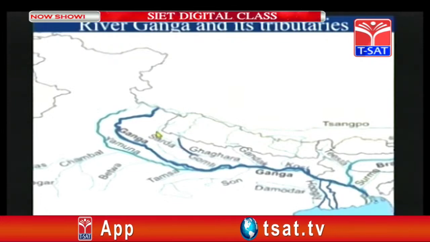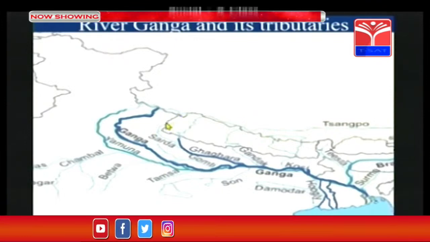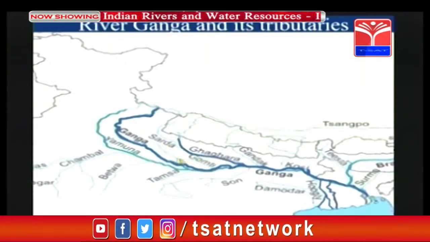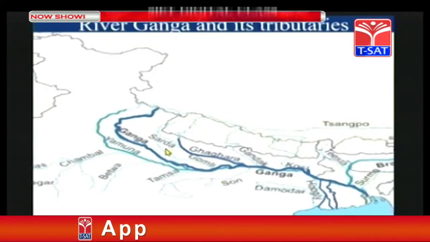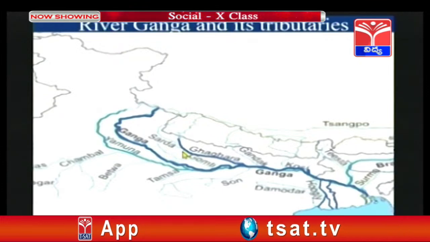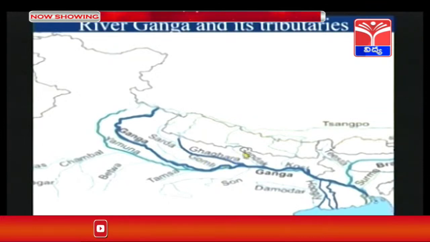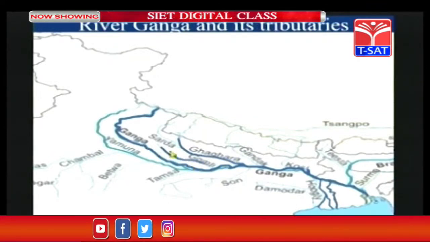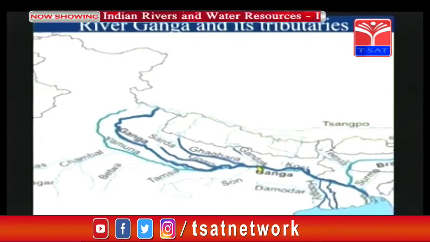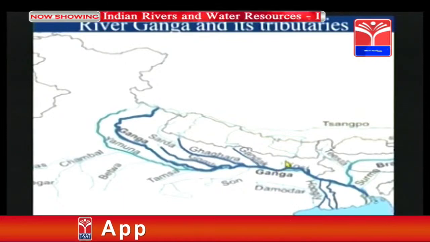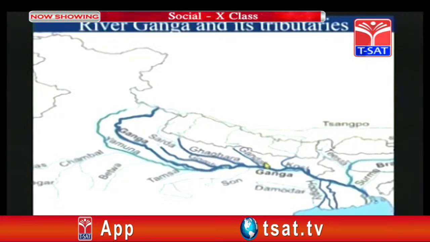Let us study the tributaries of river Ganga. The river Ganga has right bank tributaries and left bank tributaries. The left bank tributaries we shall learn first. So, the left bank tributaries are river Ghagra, river Gandak and river Gomti. This is river Gomti, river Gandak and river Kosi. These are the four tributaries at the left bank of river Ganga.